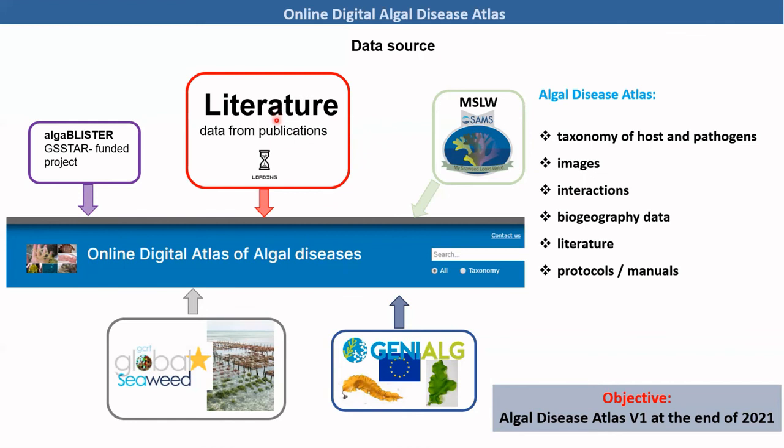Furthermore, data obtained from the ongoing projects Genealc, Global Seaweed Star, Alga Blister, and from the My Seaweed Looks Weird web portal will also be included in this disease atlas. And we aim to publish a first version of this atlas at the end of this year. And really the overarching goal of this atlas for us is to establish an informative database that can be useful and consulted by a broad audience, and really to advance the exchange and collaboration in regards to seaweed diseases.